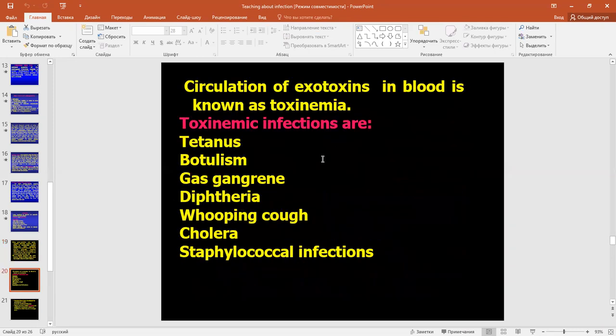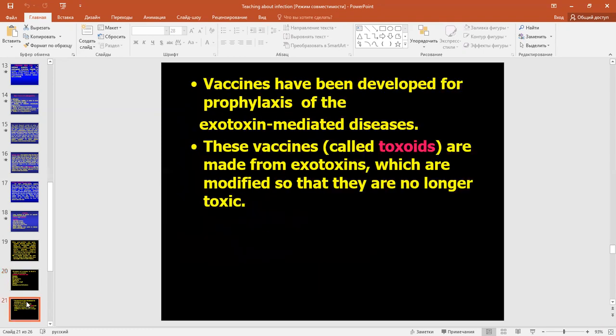Circulation of exotoxin in blood is known as toxinemia, and the most dangerous toxinemic infections are tetanus, botulism, gas gangrene, diphtheria, whooping cough, cholera, and staphylococcal infections. But in case of other diseases, like typhoid fever, or disease caused by Escherichia, exotoxins are produced, but the diseases are not very severe. These diseases are the most dangerous, okay?